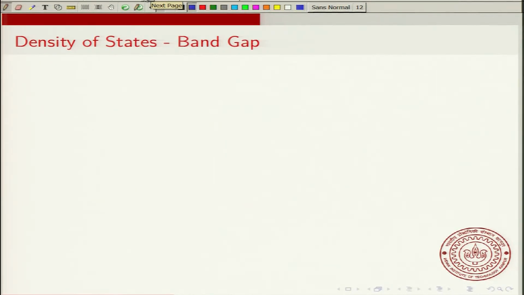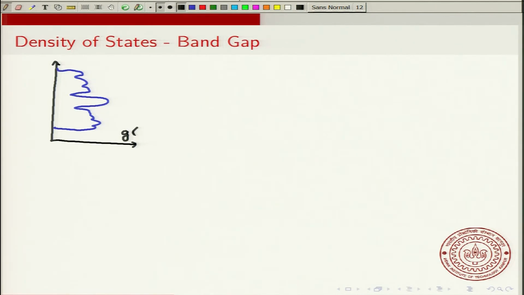Now, let's look at the density of states and what that implies for the case of the band gap. I'll just schematically draw the density of states for a metal. I'll plot g of epsilon on this scale and epsilon on this. You will have some density of states. What is interesting is where the Fermi level is. So the Fermi level will be, let me show it slightly differently just to emphasize a few points.